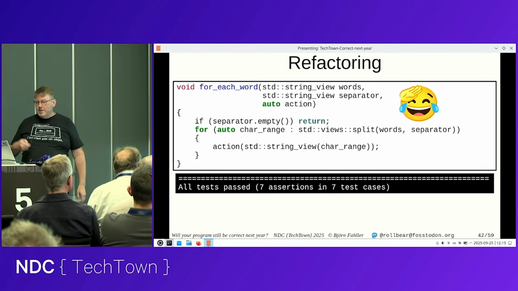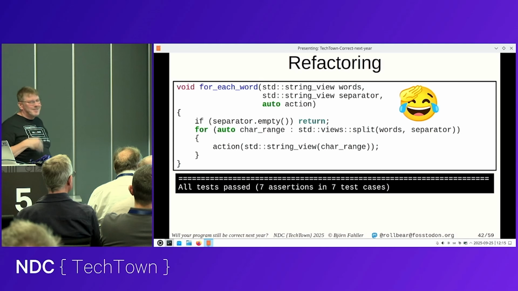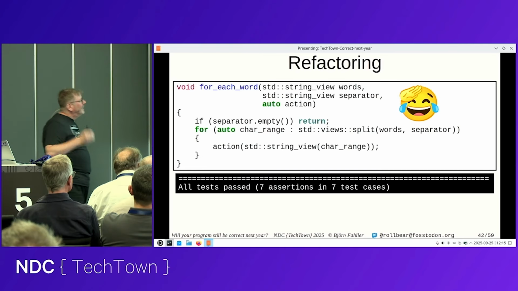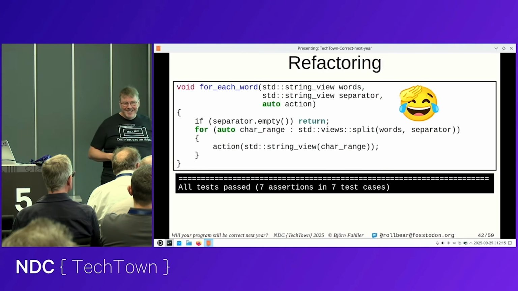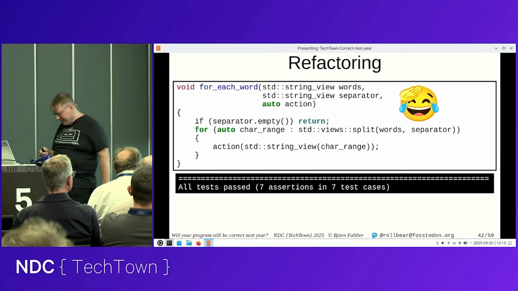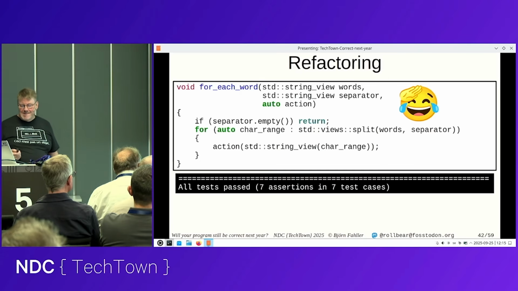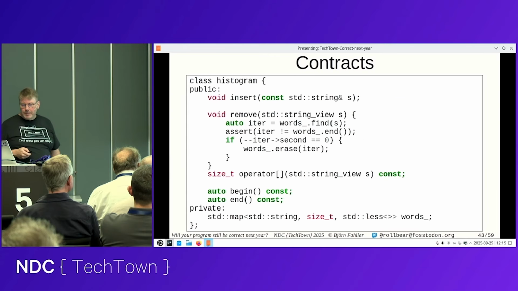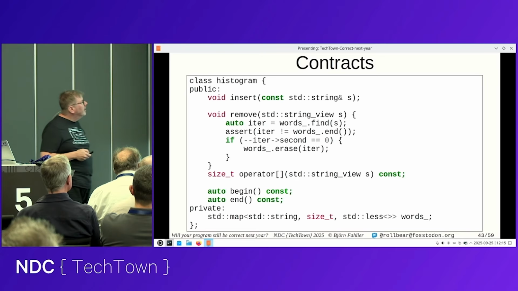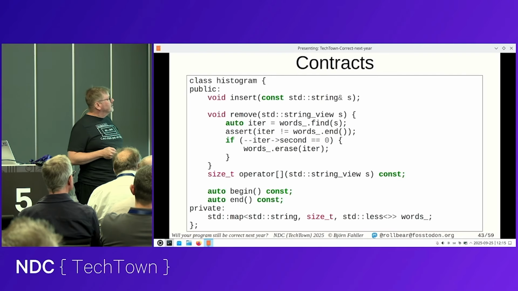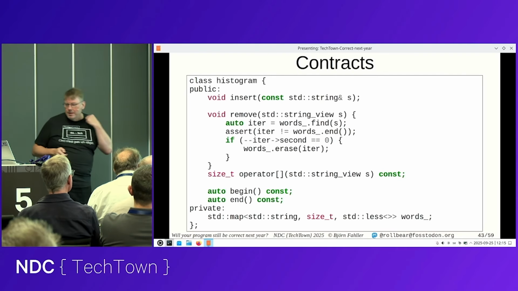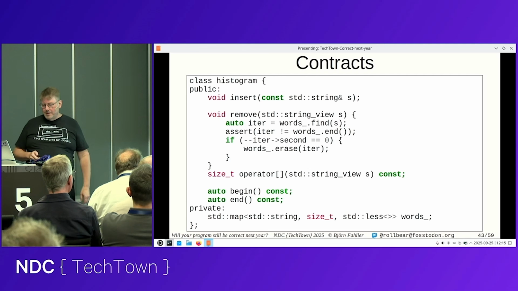So now everything passes and tests saved the day. Could have shipped a bug there. Okay. So we move on. We have this contract. I mentioned this earlier, that we have this assert that remove requires that the word actually is in the histogram.